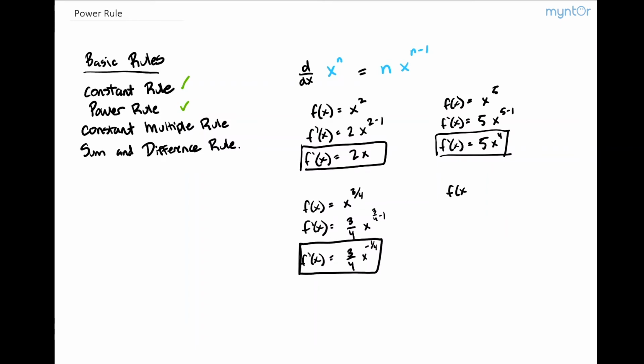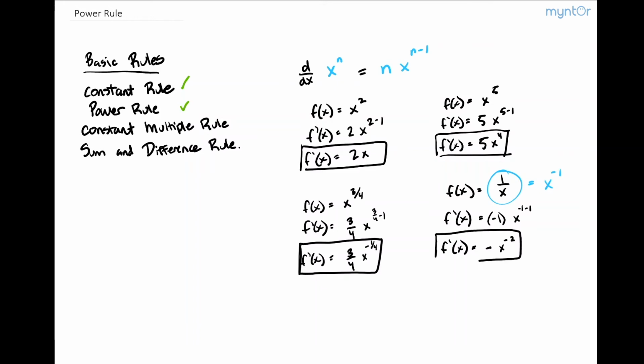Let's say f of x is equal to 1 over x. Well, we can rewrite this 1 over x term. This is equal to x raised to the negative 1. And so f prime of x would be equal to negative 1 times x raised to the negative 1 minus 1, or f prime of x is equal to negative x to the negative 2. Let's look at another example.